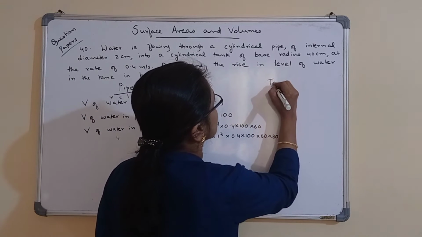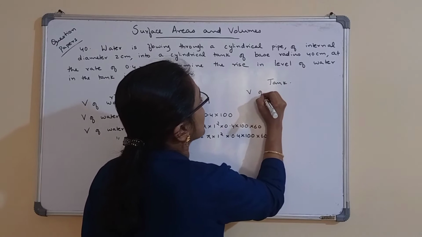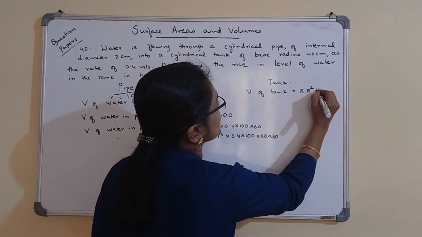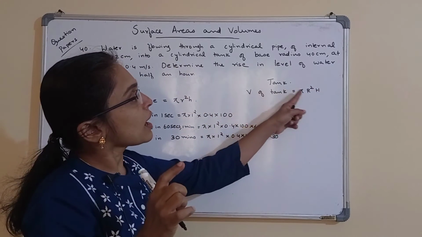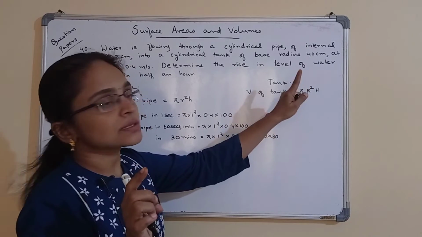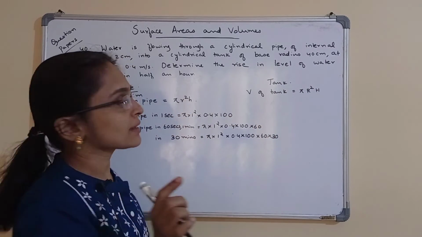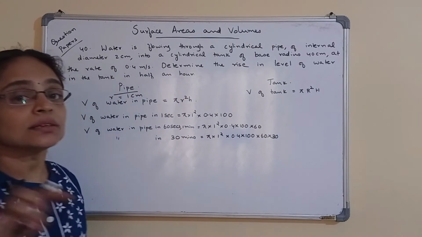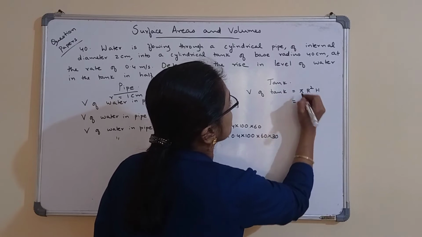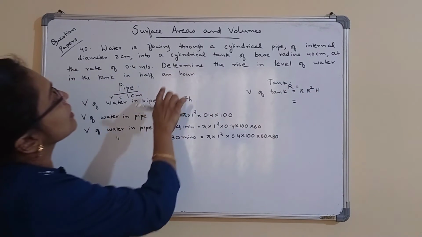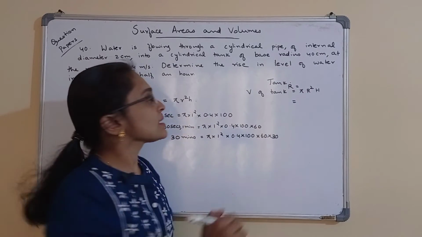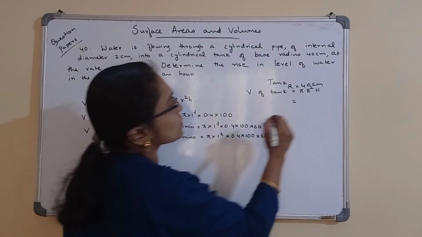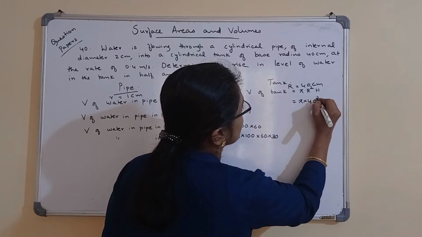Now consider the tank, cylindrical tank. Volume of tank is equal to pi r square h. We are taking small r as the radius of the pipe, and capital R and h as the radius and height of the tank. And we have to find this h, that is rise in level of water in the tank. So r here is base radius 40 centimeter. So capital R is 40 centimeter. And this is equal to pi into 40 square into h.